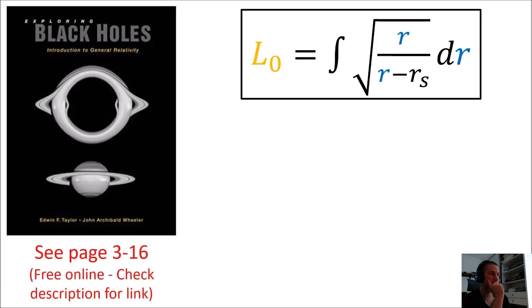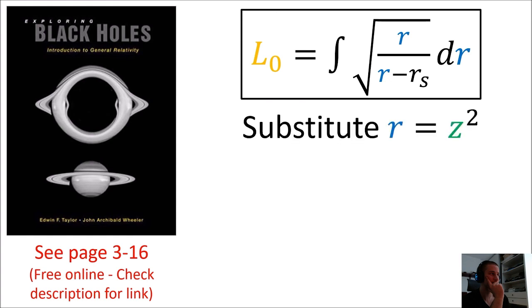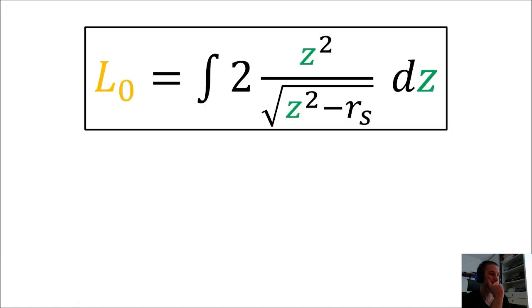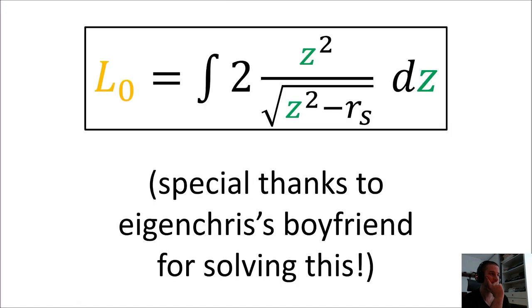According to the free online textbook Exploring Black Holes, we can compute this integral by performing the substitution r equals z squared. Originally I wasn't able to do this integral, but my boyfriend showed me how to do it using a trig substitution, so special thanks to him for his help. And you can pause the video if you want to go through it yourself.